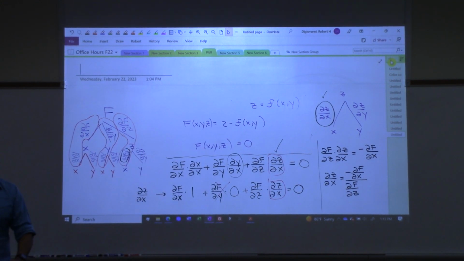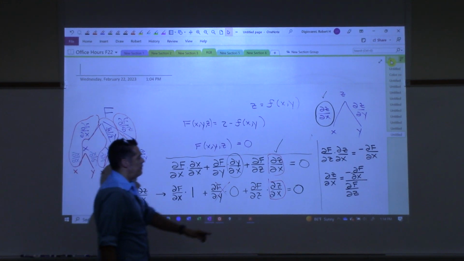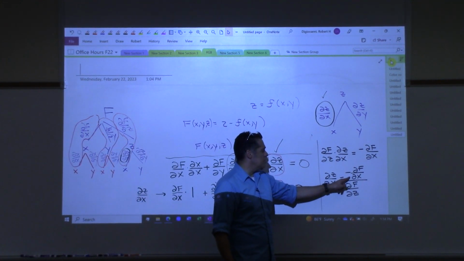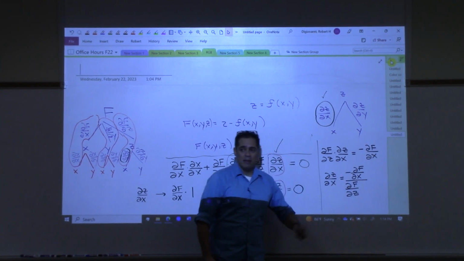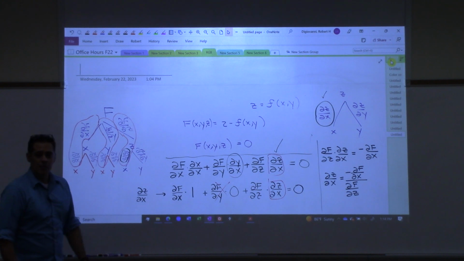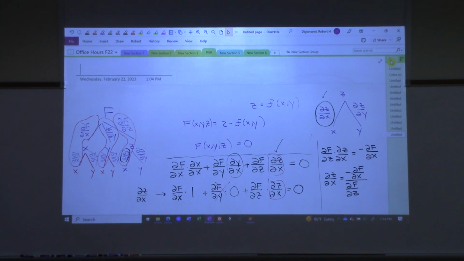So I know a lot of this is confusing. Let me wrap it up in a statement. If we're given an equation that contains x, y, and z, and we cannot solve for z explicitly, we can't get z isolated on one side of the equation, then what we can do is move everything to one side of the equation, call that capital F, and then to find the partial of z with respect to x, all we have to do is take the negative partial of capital F with respect to x, divided by the partial of F with respect to z. We do that, and we will have the partial with respect to x.